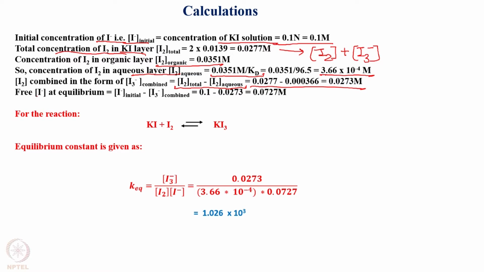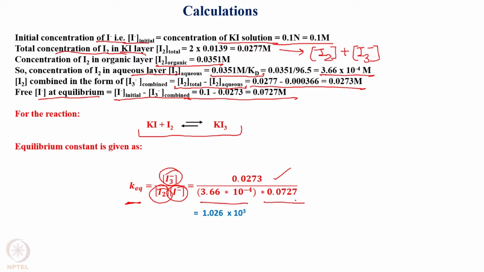Now we can calculate the free iodide at equilibrium, which is given by the I minus which we initially had, minus I3 minus. So after subtracting these, we can calculate the free I minus at equilibrium. So we are calculating the equilibrium constant for the reaction KI plus I2 giving KI3. The equilibrium constant can be written as I3 minus divided by I2 times I minus. Now that we have the value of all these concentrations, which are 0.0273, and the value for I2, which is this, and the value for I minus, we can easily obtain the value of equilibrium constant.